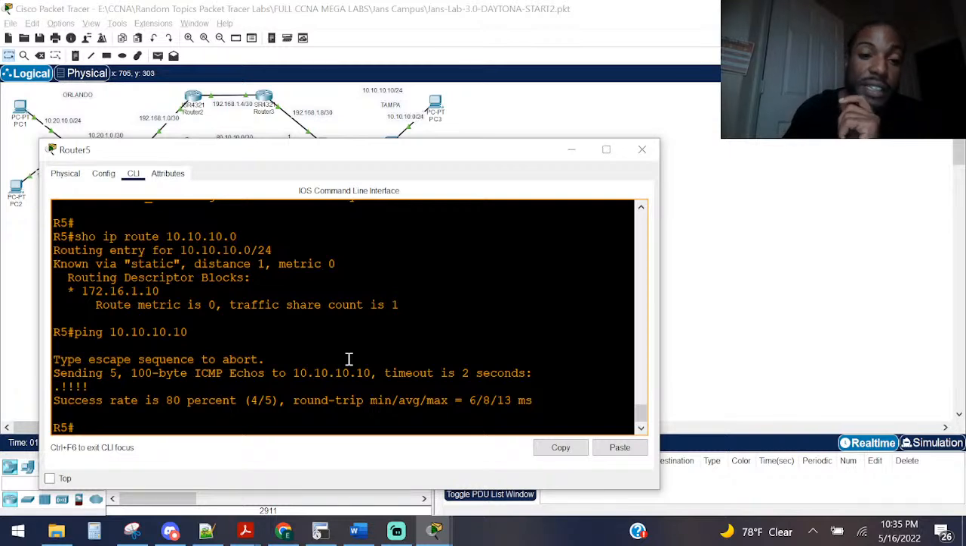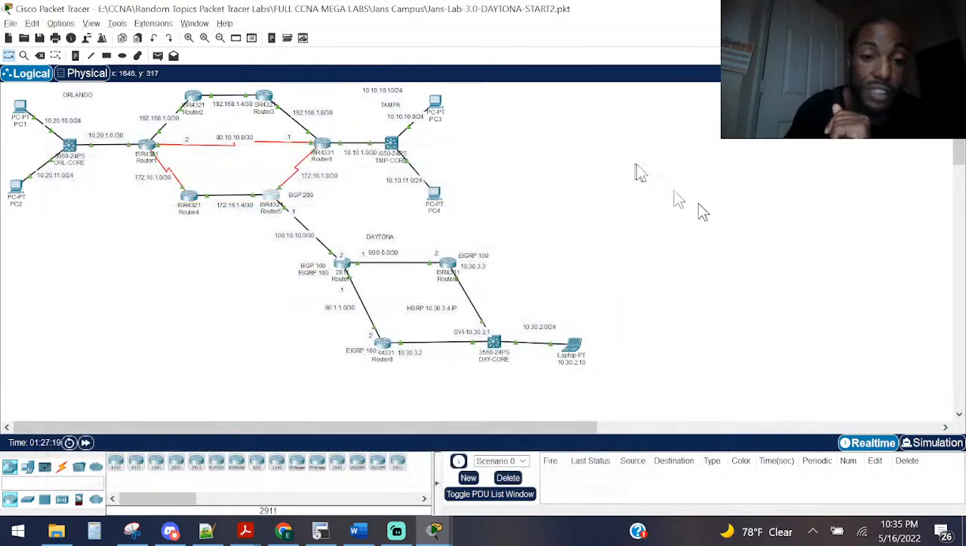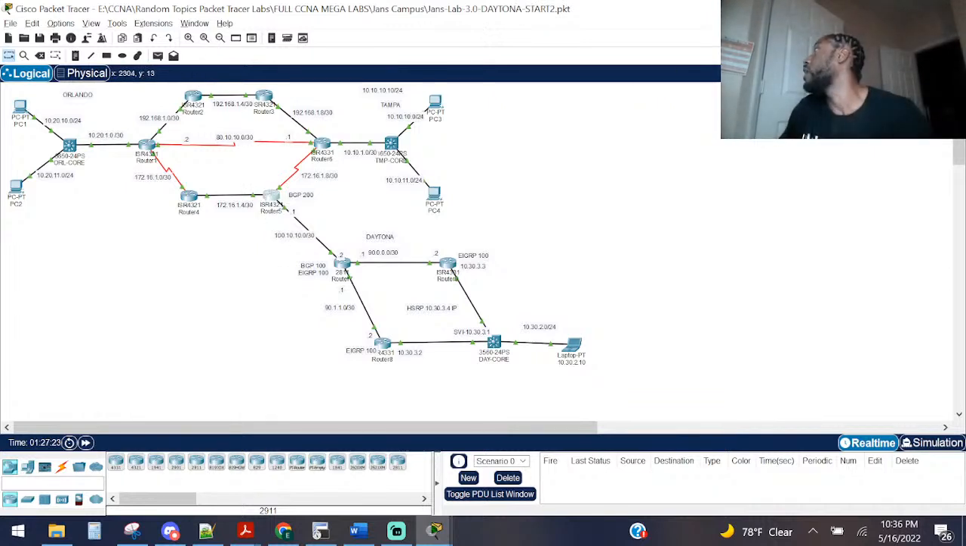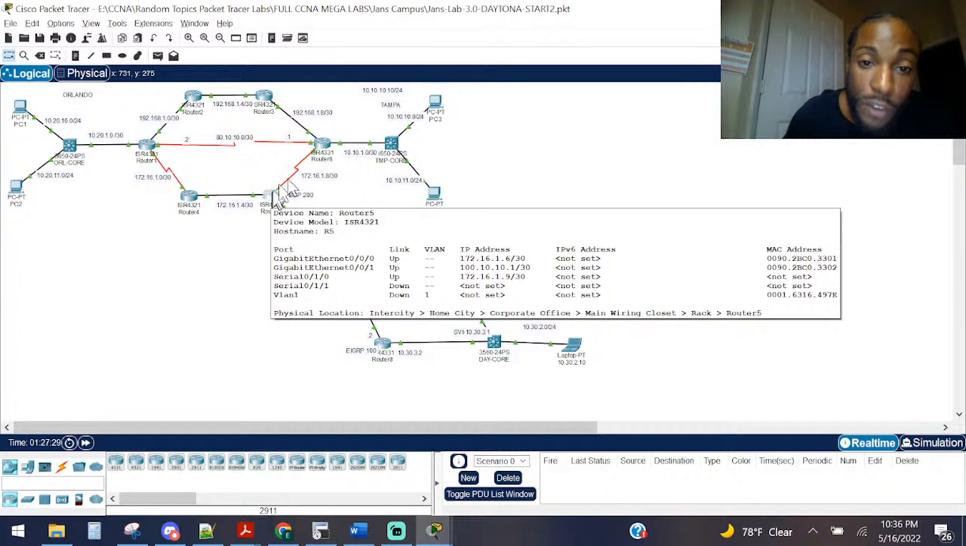We got a reply. So that route was missing for some reason. I don't know where it was missing. And it said any takers, right? Let's see. We'll figure it out though. So router 5 knows how to get to Tampa.